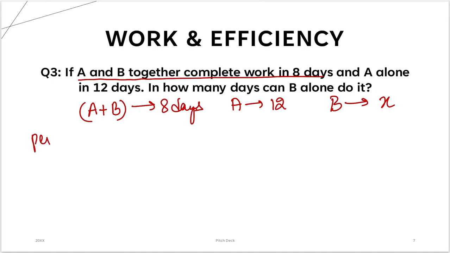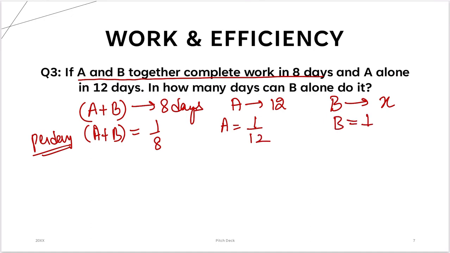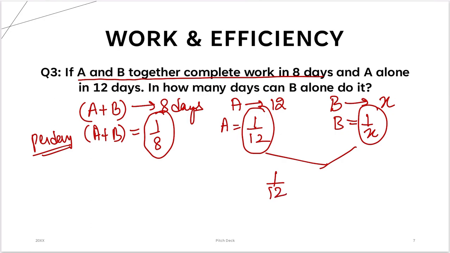So per day, again the same logic. Per day for A and B will be 1 by 8. A will be 1 by 12. B will be 1 by X. Right? So per day 1 by 12 plus 1 by X is the total amount of work done by A and B in one day. And what is that? That is 1 by 8. I hope this is clear.